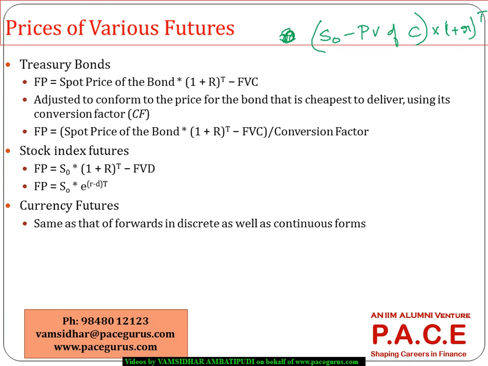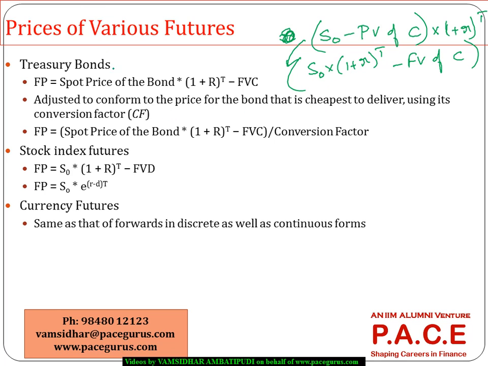This is the regular pricing formula we have discussed for the forward price: spot price into (1 plus r) to the power t, minus the future value of the coupons. Both of them will return the same formula. So don't worry, if you are comfortable with one kind of formula, that should be sufficient to address your practical scenarios, because both of them mean one and the same.